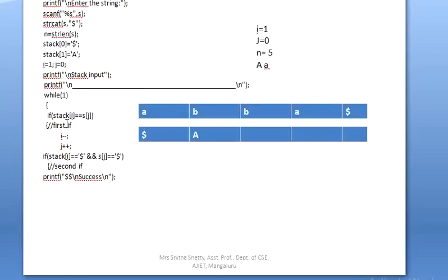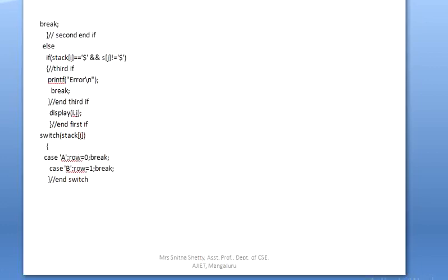So here I am checking the condition whether stack of 1 is equal to S of 0. It is not matching, so I am not going inside the first if. I am not executing all these statements, I am just skipping this. I am coming to where it says end of first if. So this is the end of first if. I am just skipping that step.